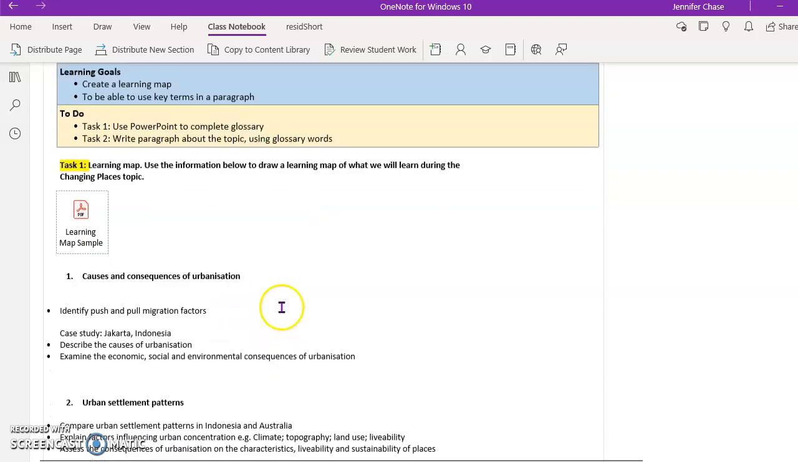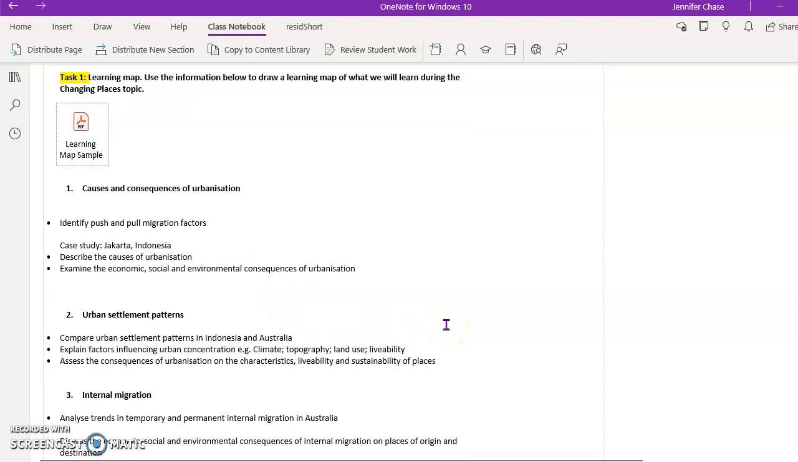So I'm going to talk through the things that we're going to be doing. So we're going to start off with looking at the causes and consequences of urbanization. Okay, so we're going to identify push and pull migration factors from the glossary. You've probably already got some ideas, so we're going to identify them and look at a brief history of urbanization, but we kind of know from term one when we were looking at the Industrial Revolution.